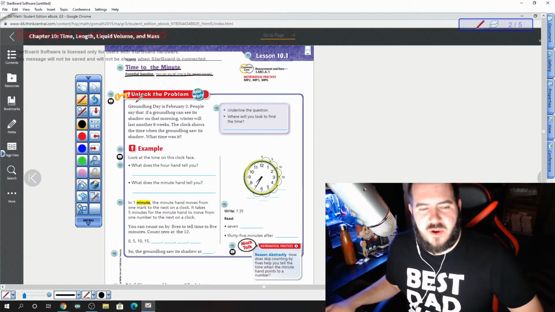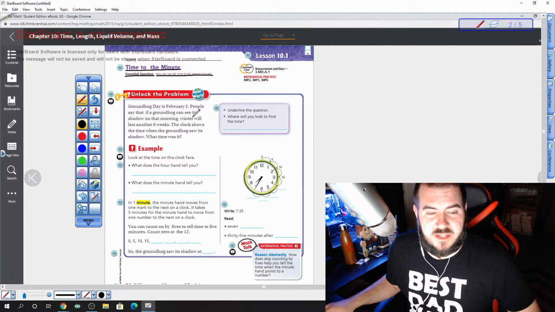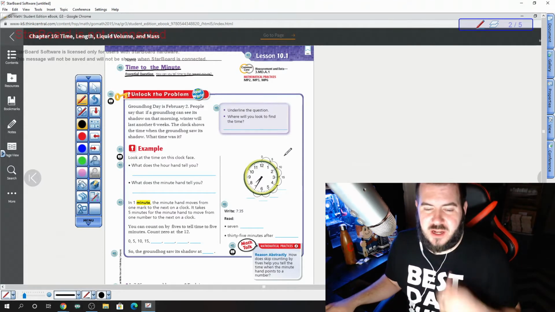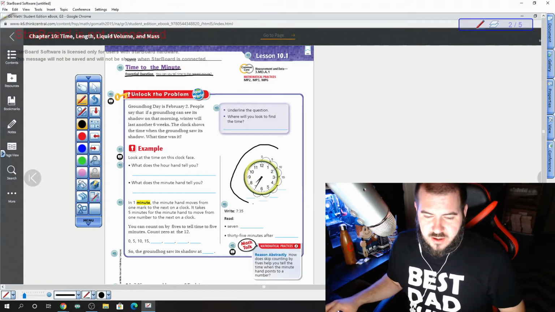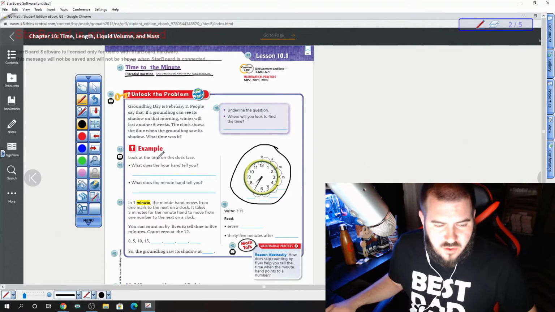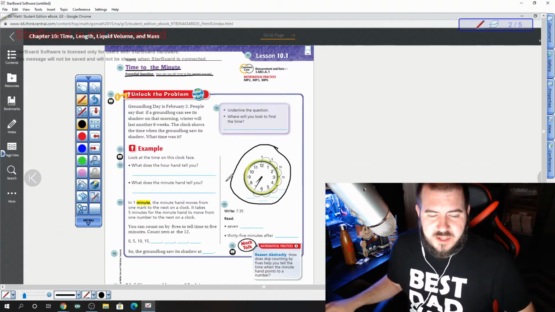It says that Groundhog Day is February 2nd. People say that if a groundhog can see its shadow on that morning, winter will last another 6 weeks. The clock shows the time when the groundhog saw its shadow. What time was it? Okay, so we're going to take a look at this clock right here. Our questions say, look at the time on this clock face. What does the hour hand tell you? What does the minute hand tell you?